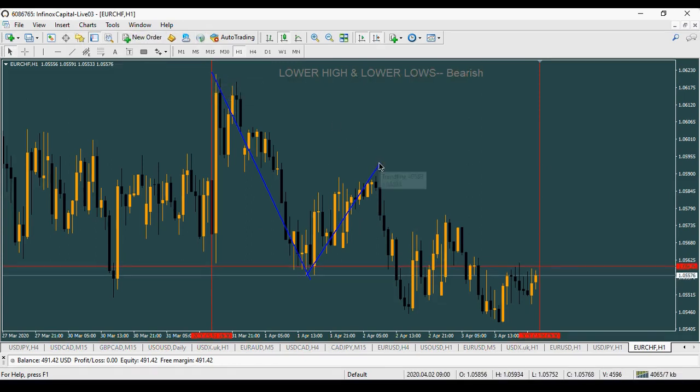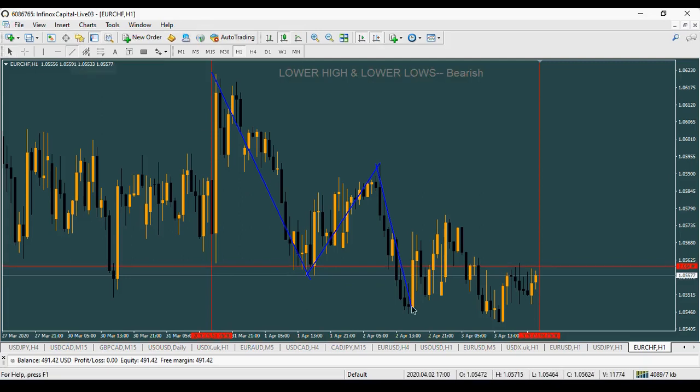So it has formed a lower high. That means this high is lower than the first high, so we'll call it a lower high. Then, when it started coming down again, it came lower than the last low. That's why we call it a lower low.